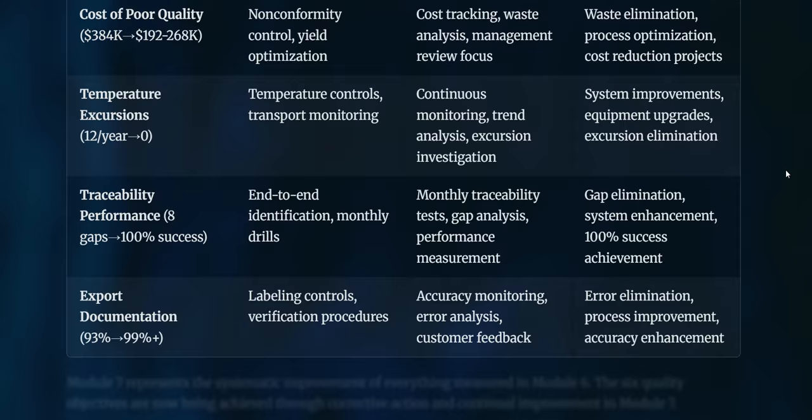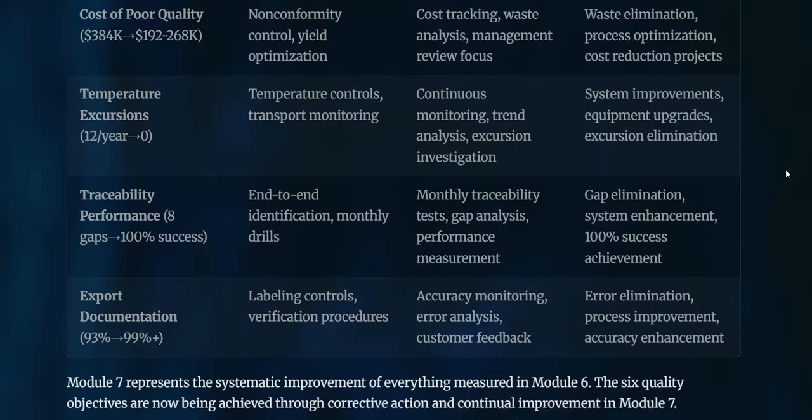Finally, our sixth objective, which is export documentation, where we want to improve accuracy from 93% to 99%. From Module 5 operations, we have labeling control and verification procedures. From Module 6, which is performance, we have accuracy monitoring, error analysis, and customer feedback. Then today, improvement, we will have error elimination, process improvement, and accuracy enhancement.